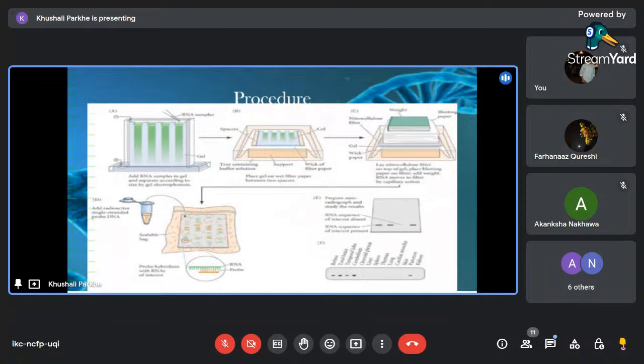Then a labeled probe is hybridized with it. Then it is washed to ensure that the probe is bound specifically to it, and the unbound probe is washed off. Then these hybrid bands are detected by autoradiography.